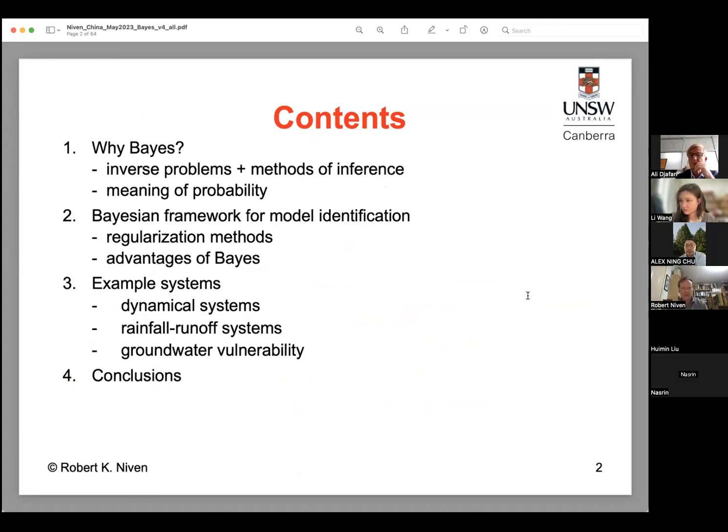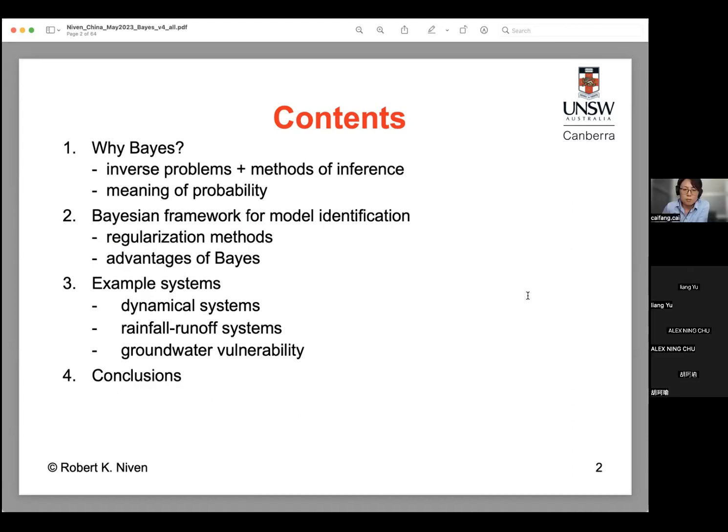So what I'm going to talk about today, first of all, why Bayes? Why do we do this? What's important? I'm going to talk about inverse problems and methods of inference. In fact, I'll go right back to the meaning of probability, because that's necessary to understand some of the motivation here. Then I'm going to talk about a Bayesian framework for model identification, which will include a discussion of regularization methods and some advantages of the Bayesian approach. And then I'm going to examine a number of different example systems, including dynamical systems, rainfall runoff systems in hydrology, and also a problem of groundwater vulnerability, and then some conclusions.